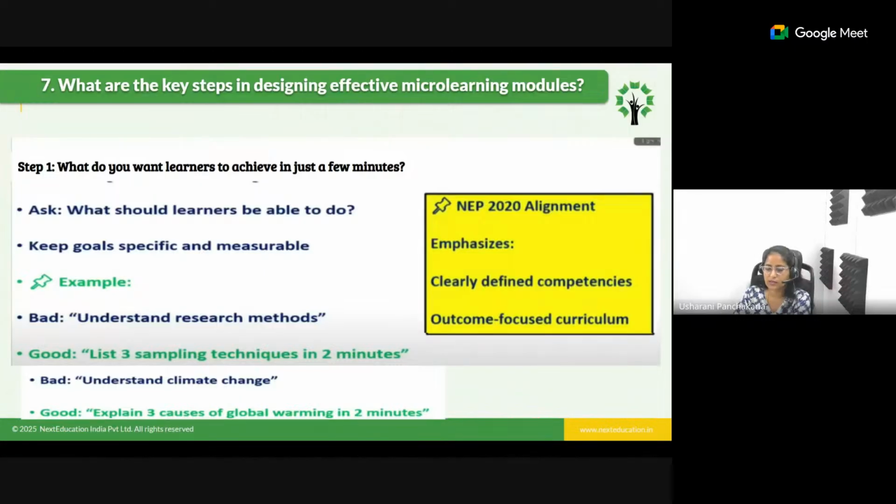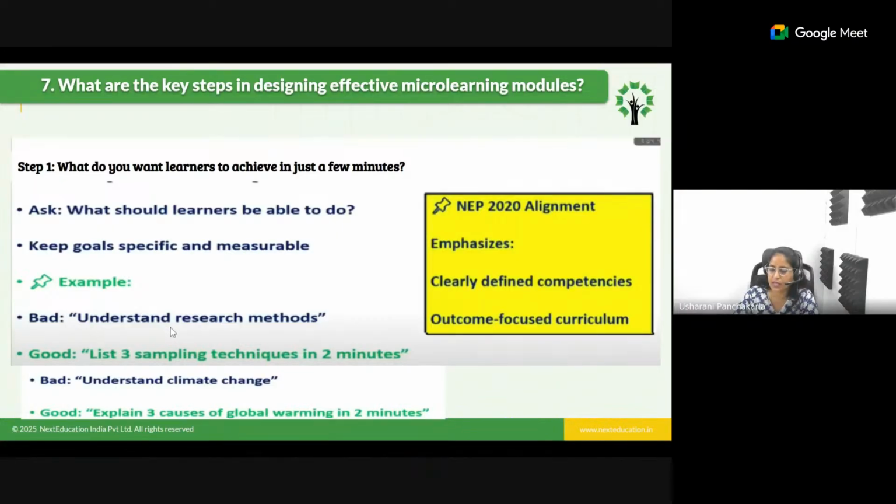If it is correct, fine, we'll go ahead to the next slide. If it is wrong, then we'll discuss. Is it wrong or right? Yes, very good. Nimisha has said that this is wrong. Understand is not a measurable BT verb, a Bloom's taxonomy verb. So we should not use understand.